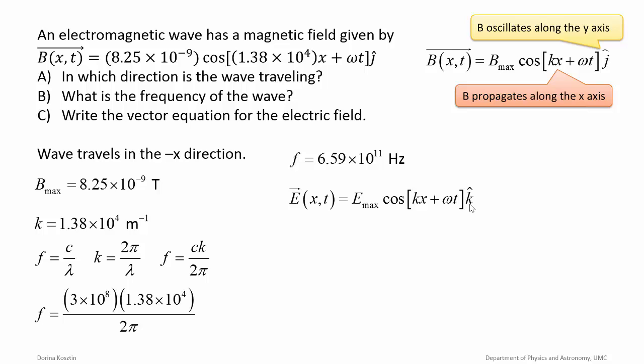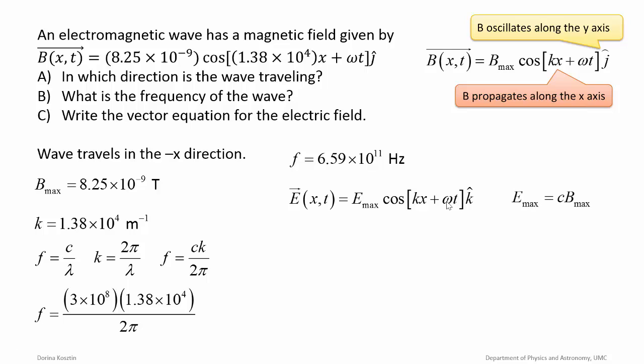So clearly the electric field has to oscillate perpendicular to the magnetic field, which means it has to oscillate along the z-axis. It cannot oscillate along the x-axis because that's the direction of propagation. So all we have to do now is figure out all these constants so we can plug them in the equation. What we are missing is the maximum value of the electric field and the angular frequency omega.